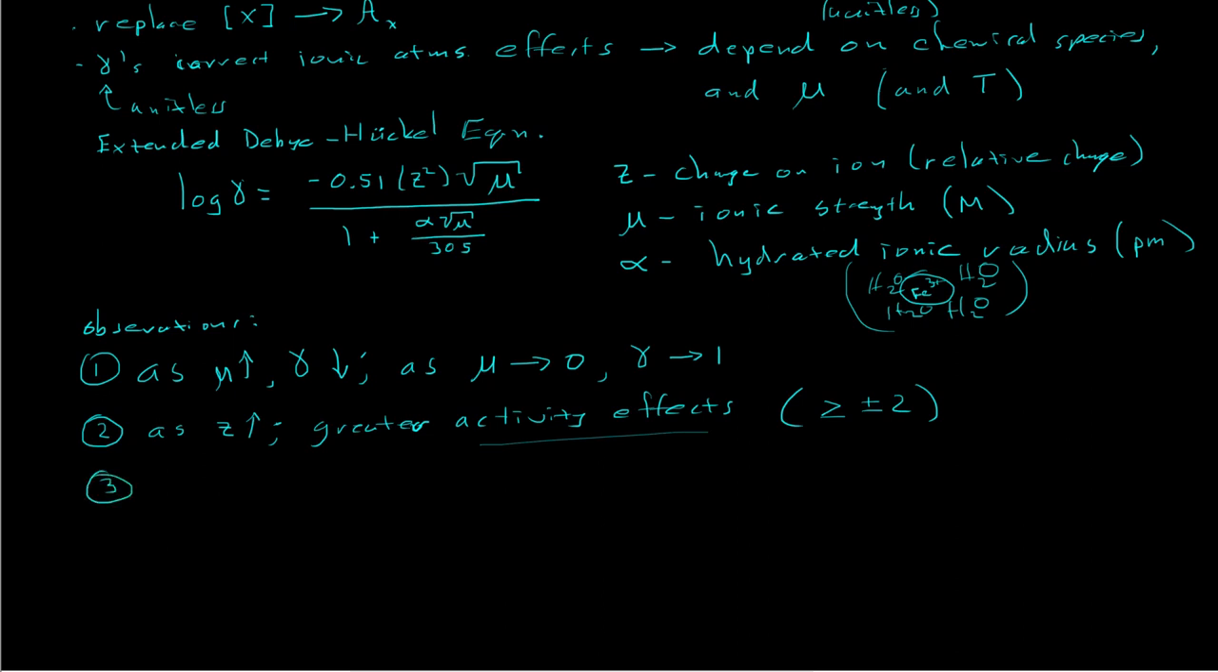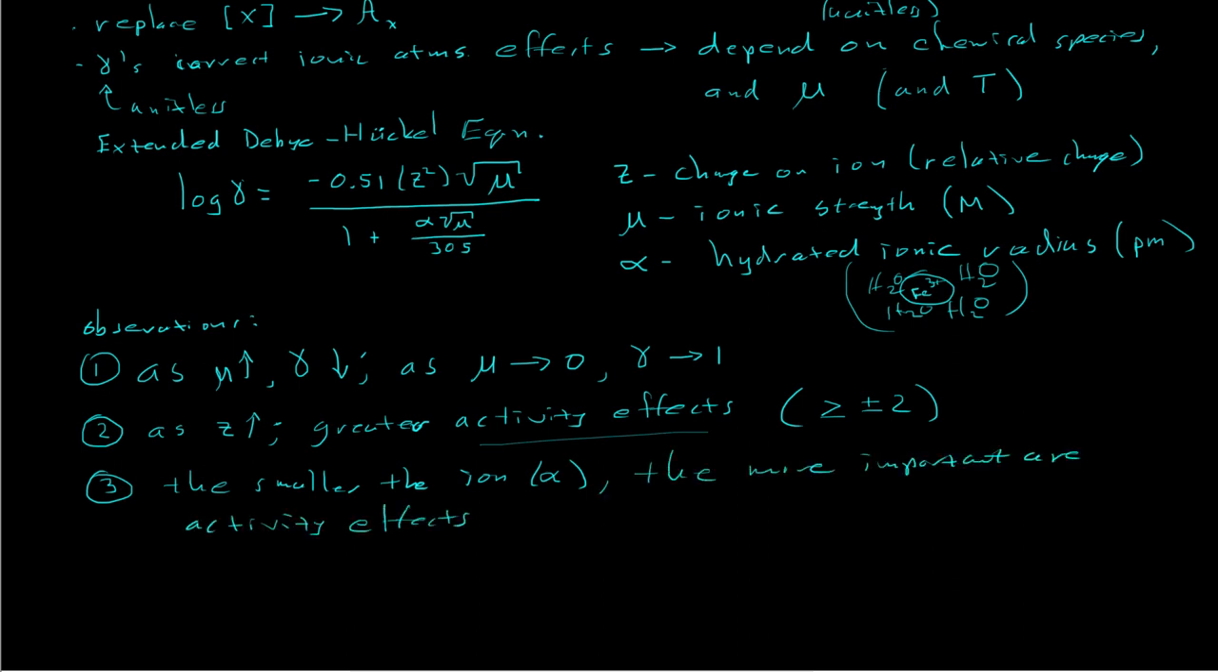And number 3, the smaller the ion, and we're thinking about the hydrated radius, so the ion plus its water molecules. So the smaller the ion, the more important the activity effects are. So when are these things going to be important? They're going to be important when ionic strength is high, when we're talking about things that have big charges, or when we're talking about things that have a small hydrated radius. Then we're really going to need to pay attention to these corrections for activity effects.